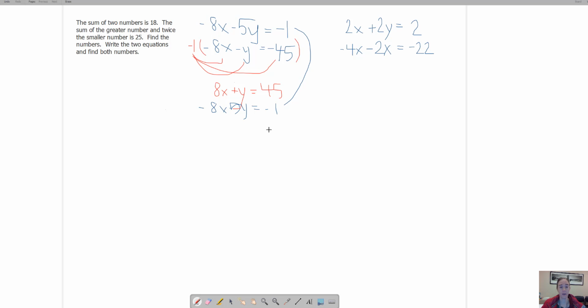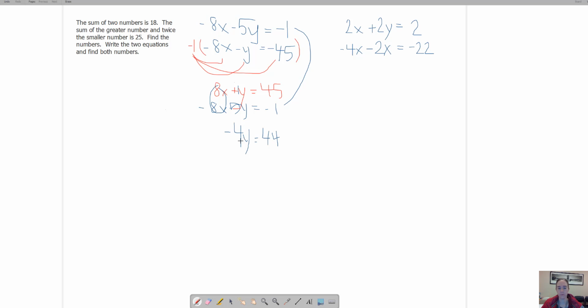Now I'm going to add these two equations together, and one of my variables will drop out, because when I add 8x plus negative 8x, that's going to equal 0. Then 1y plus negative 5y is going to give me negative 4y. And then 45 plus negative 1 is going to give me 44.